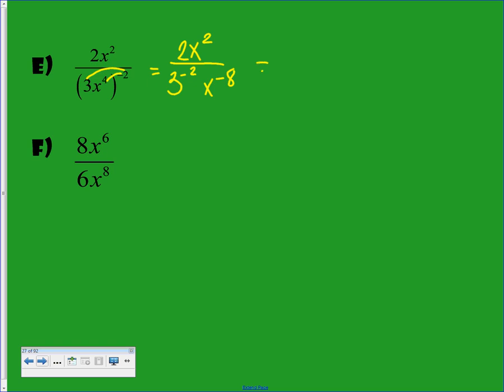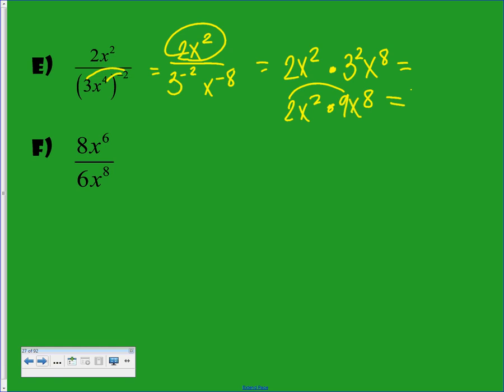Now, because I have to get rid of my negatives, the 2x squared on the top, this stuff is all positive, so that's going to stay. And then the 3 to the negative 2 has to move up top to be 3 squared as positive, and so does the x to the negative 8th, it has to move up top as well. Because they were negative, they have to move. Well, then I should be able to simplify from here. So I've got 2x squared times 9x to the 8th. So now I can simplify further.